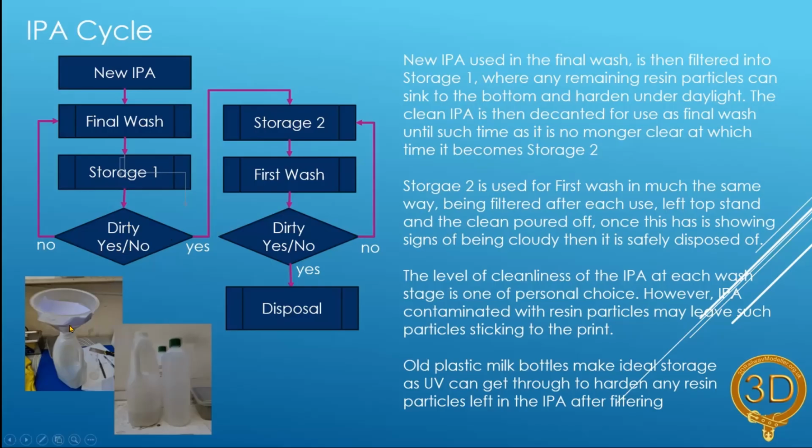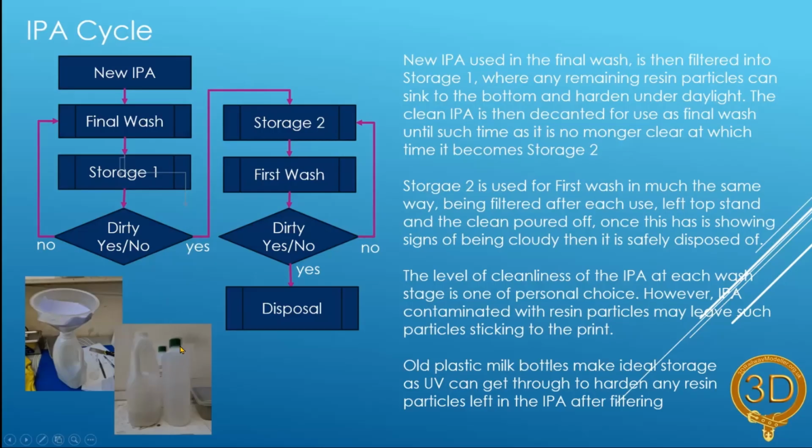As you pour some out, you can see it. Is it dirty? If it's not dirty, then it goes back in the final wash. If it appears dirty, and I mean not crystal clear, then yes, it is dirty, so it goes up into storage 2, and storage 2 is used for the first wash where it's not so fussy, because that first wash, which was in the container, is to get off the bulk of the loose resin, which then gives longer life for IPA.